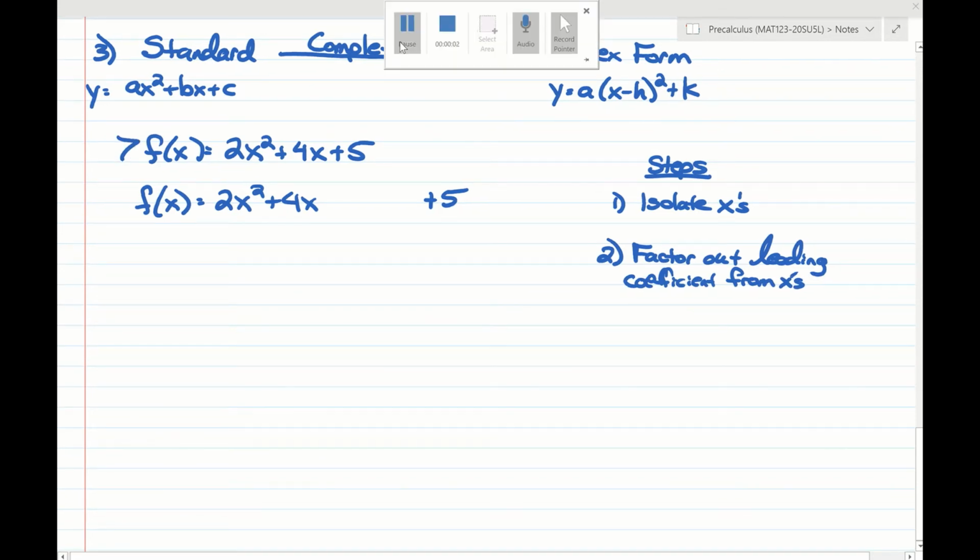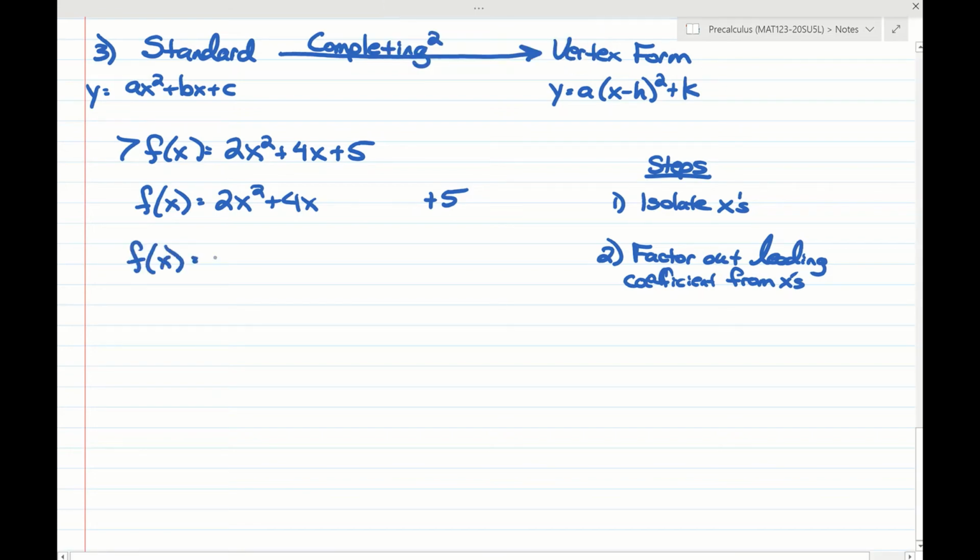And in order to do that, what we're going to have to do is take out the 2. So we would get f of x is equal to 2 times x squared plus 2x, and then we still have the plus 5 over here.